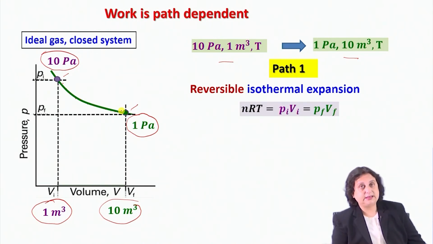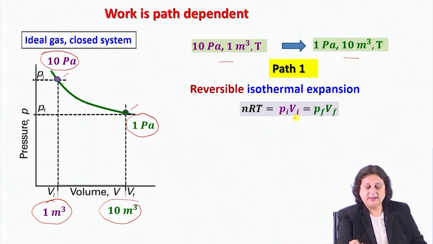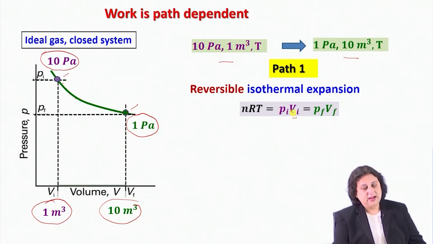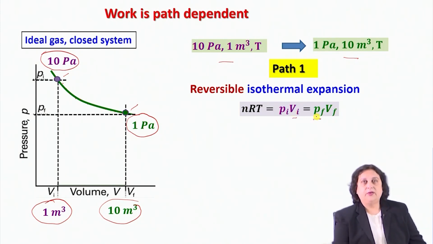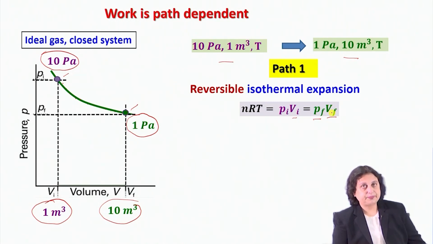I understand that here nRT must be equal to PiVi, where Pi is the initial pressure and Vi is the initial volume of the gas, and this must also be equal to the final pressure of the gas multiplied by the final volume of the gas. So where did I get this relationship from? I got it from the ideal gas equation.